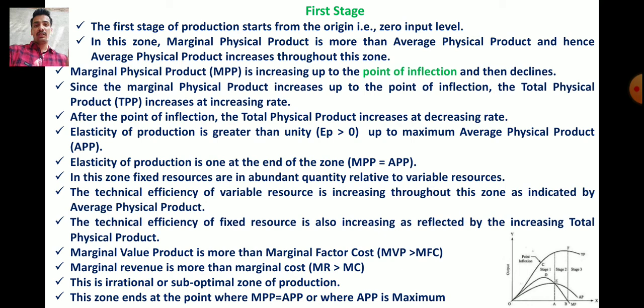So in the first stage, MVP, that is marginal value product, is more than MFC, that is marginal factor cost. In case of marginal revenue, it is also more than marginal cost. Marginal revenue is more than marginal cost in the first stage of the production function. Then this is the irrational or suboptimal zone of production. So when your marginal returns are more than marginal cost, it is the irrational or suboptimal zone of production. This first stage of the production function ends at the point where MPP is equal to APP, or where MPP is maximum. So this is about the first stage of the production function.